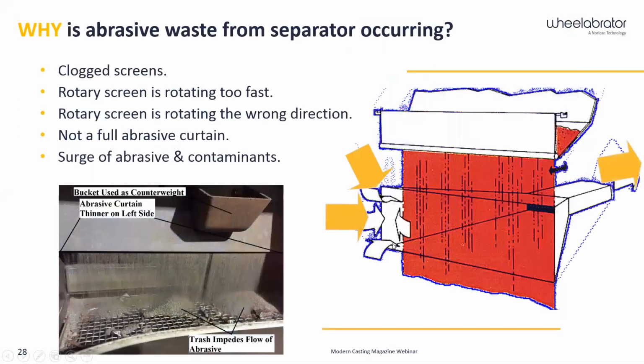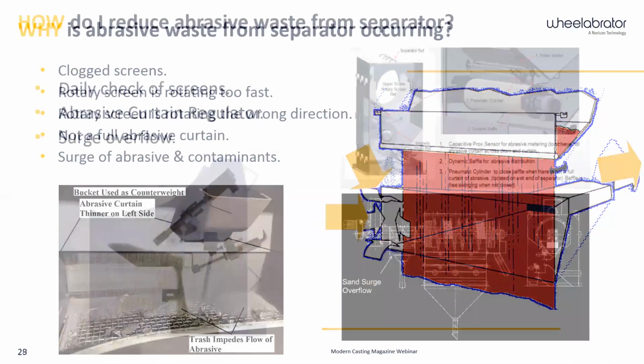And then another area is a surge of abrasive and contaminants. We see this a lot in foundry applications. In that first 30 seconds, maybe a minute, that a casting is brought into the blasting chamber, it has a tremendous amount of sand on it. The bulk of that sand comes off in the first minute or two of blasting, and it's going to have an impact on your separator settings. So those are a couple areas of why some of this waste from the separator is occurring.